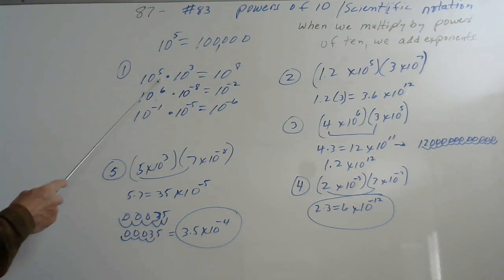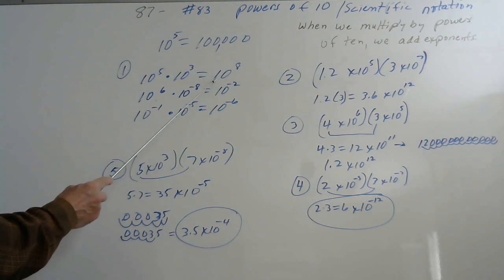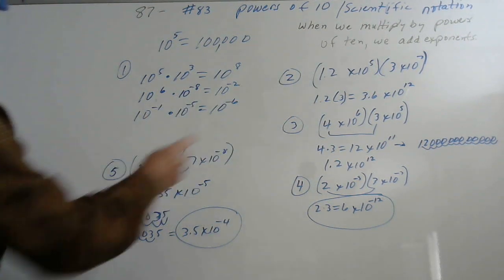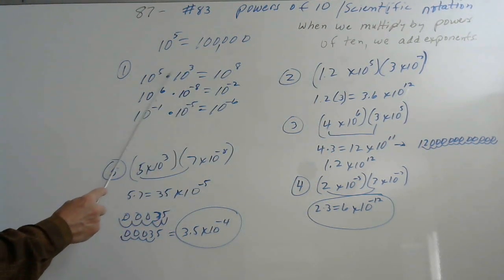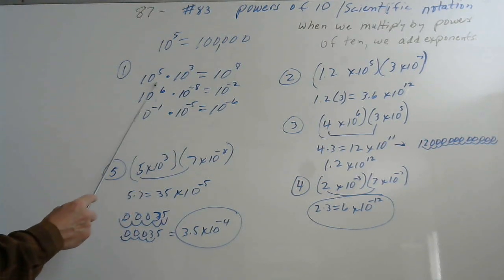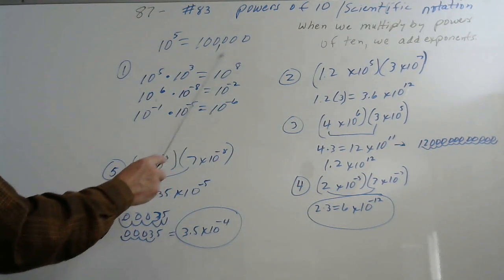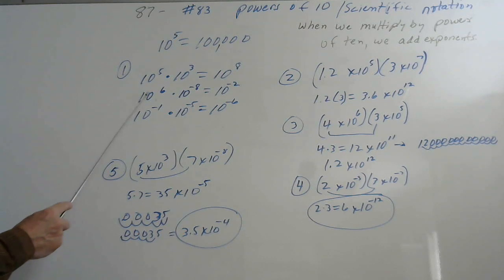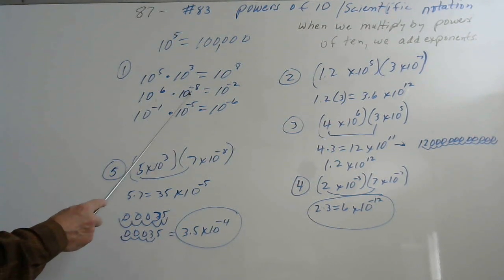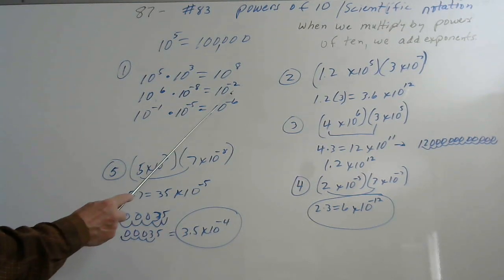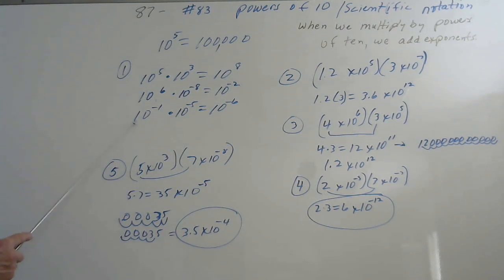Okay, so 10 to the 5th times 10 to the 3rd is 10. We add the exponents. Plus 5 plus 3 is 8. So this number, instead of writing it all the way out, this is the answer, 10 to the 8th power. 10 to the 6th times a 10 to the negative 8 is 10. Negative 8 plus a positive 6 is a negative 2. 10 to the negative 1 times 10 to the negative 5 is a 10 to the negative 6, just adding two negative numbers.